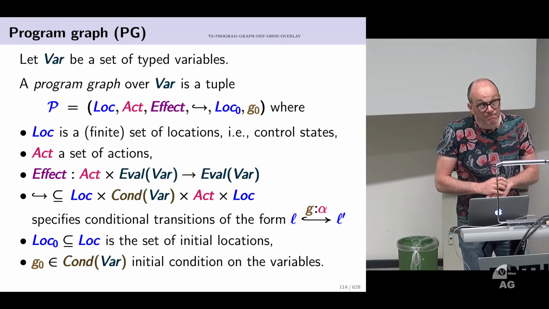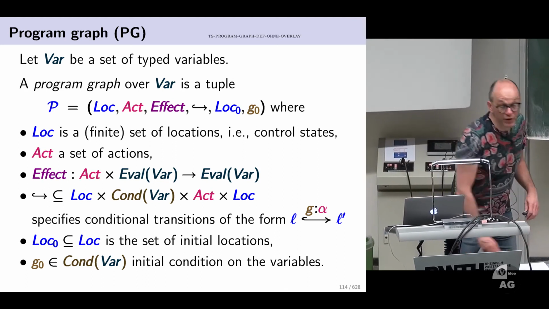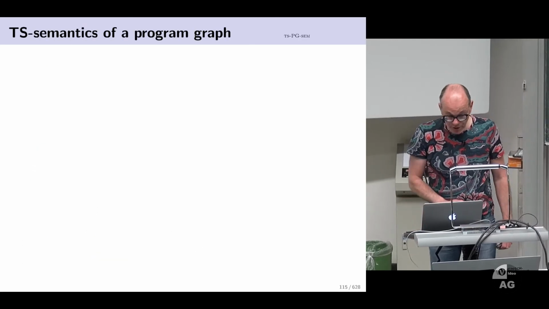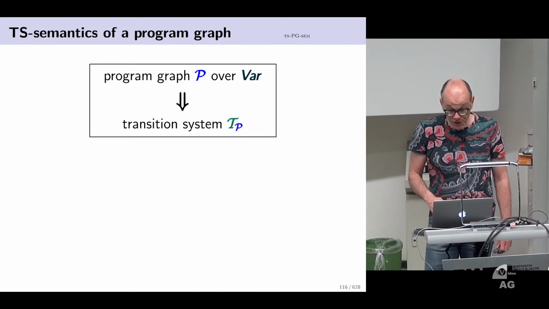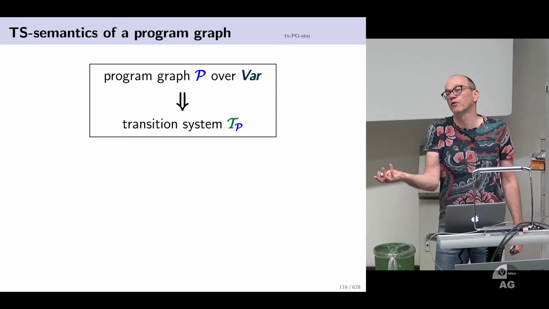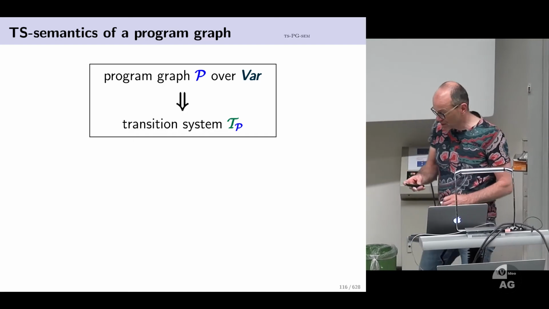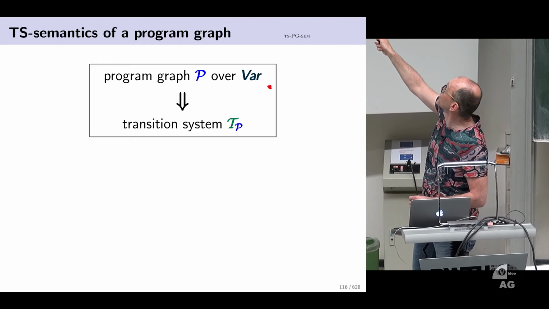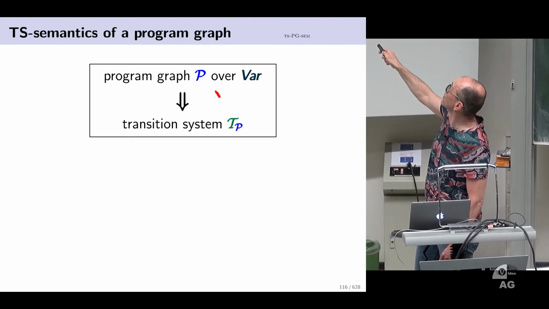Okay. Now what we have to do is define a mapping that tells you for every program graph we get a transition system. So how does that work? What I intend to say is that the behavior of a program graph can be captured by a transition system. And I'm going to illustrate this as follows. I'm going to provide you a function that takes as input a program graph over a set of variables and gives you as output a transition system that corresponds to this program.